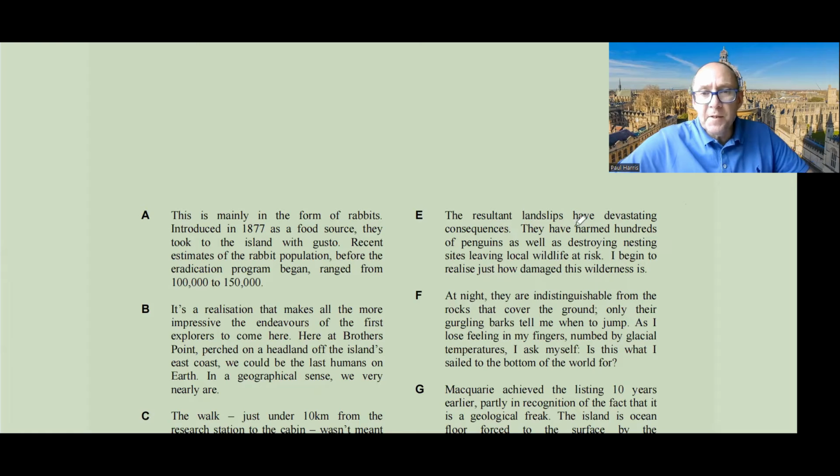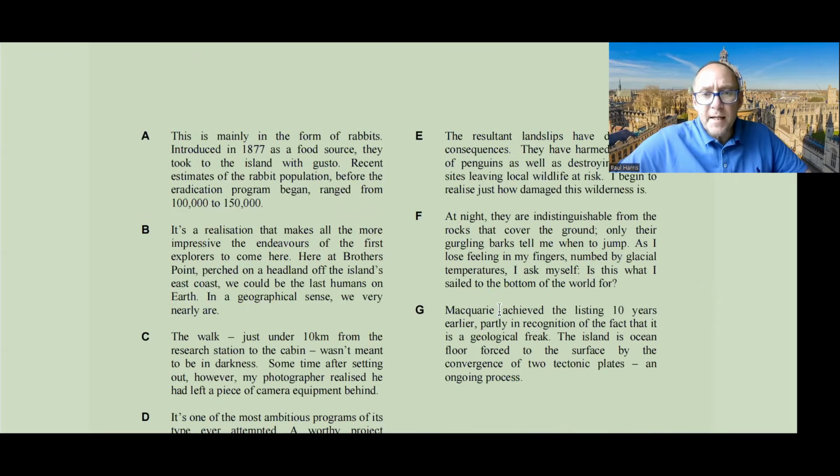Okay, we've got devastating consequences, damaging the wilderness, destroying nesting sites for the birds, leaving wildlife at risk. So this looks a bit more about the geography of the island, things that might have happened. And again, at the moment, that doesn't seem to be where we are in the text. Okay, let's move on to read F.